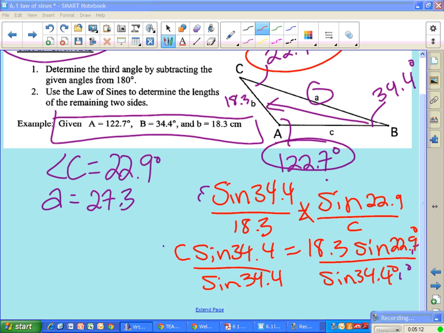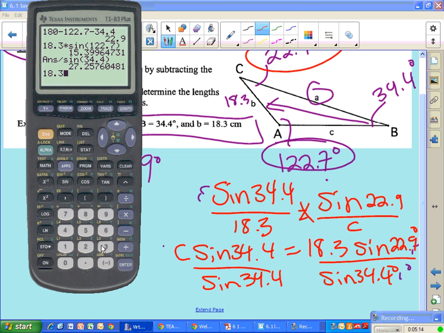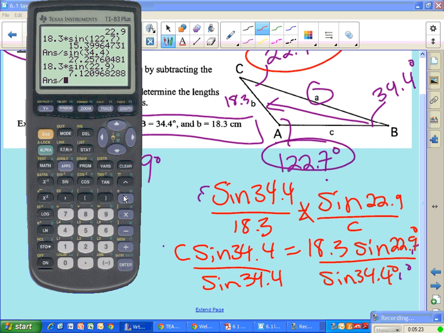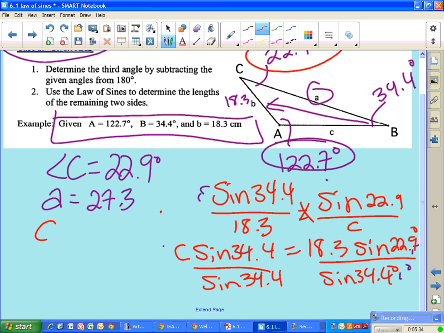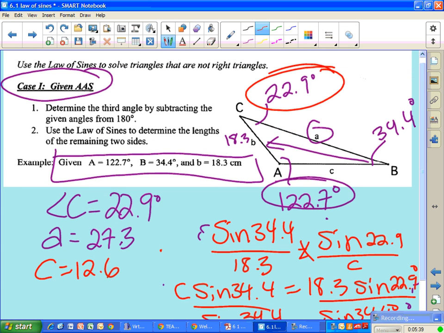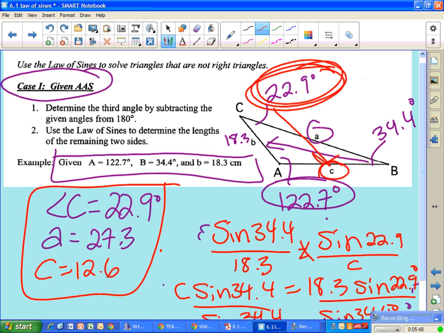And plug it into our calculator. So I have 18.3 times sine of 22.9 divided by sine of 34.4. And I get 12.6. So my side length c is 12.6. Let's see if that makes sense. 22.9 is my smallest angle, so my side should be my smallest side, and it is, so we have the right answer.